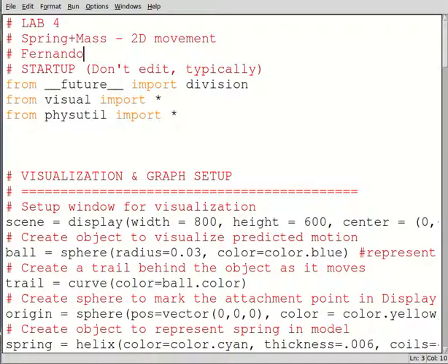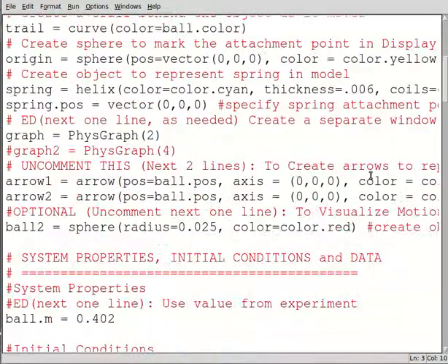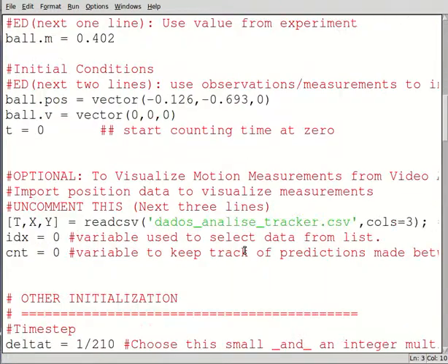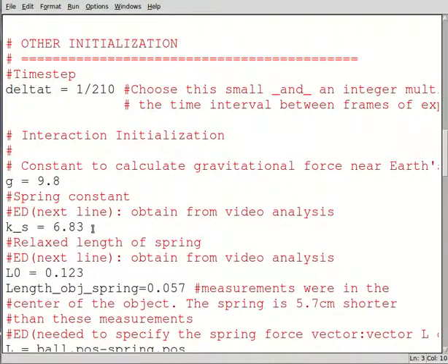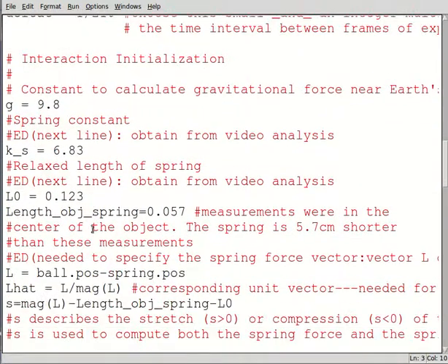Considering Newton's second law and also the momentum and the energy principle, we constructed a computational model. The mass of the object, the stiffness of the spring, and the relaxed length of the spring were obtained from the lecture Rope Physics, since here we use the same system.